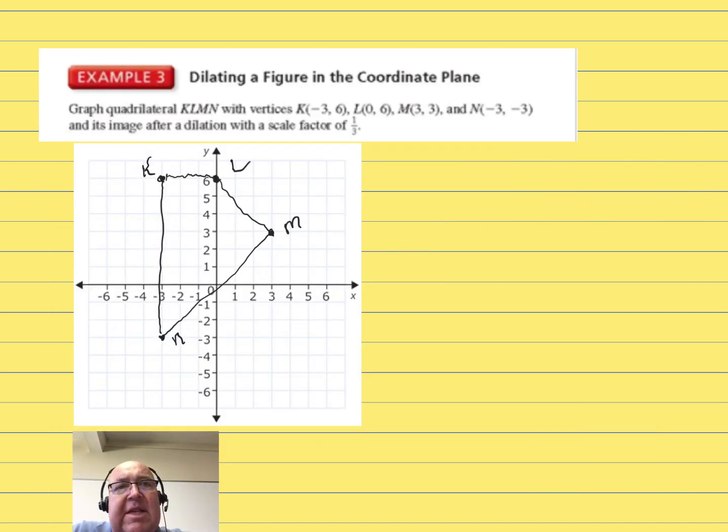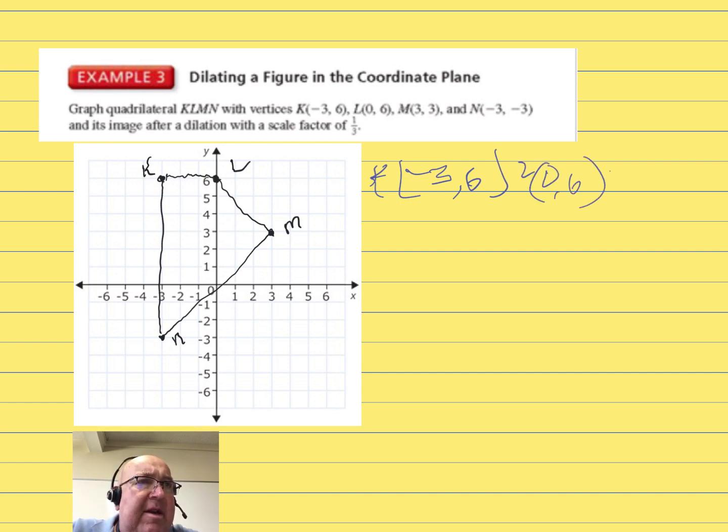Alright, I don't know what's happened here. We'll get back up to a regular size. Here we have a quadrilateral who has the coordinates. Again, we're going to write those coordinates down. We have negative 3 and 6 for K. L 0, 6, M 3, 3, N negative 3, negative 3, and this time we're going to dilate with a factor of 1/3.